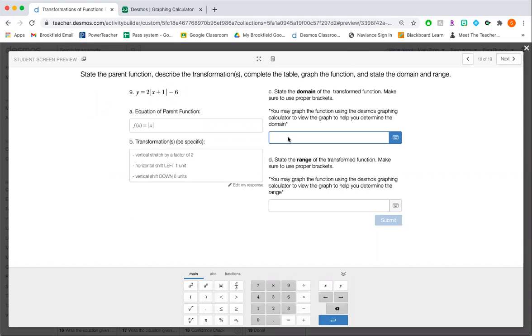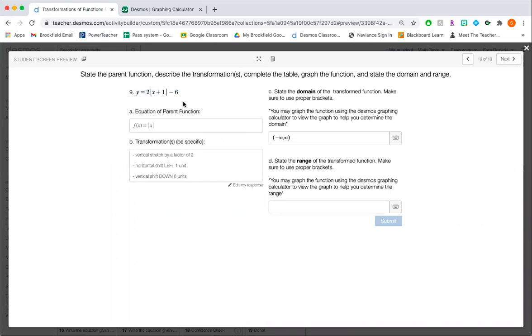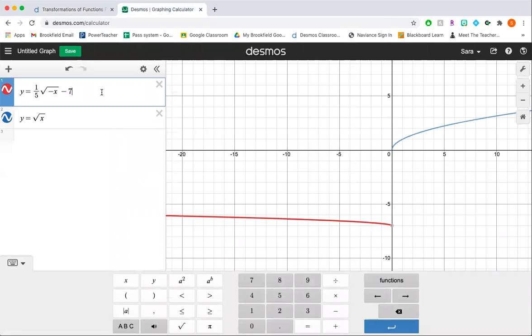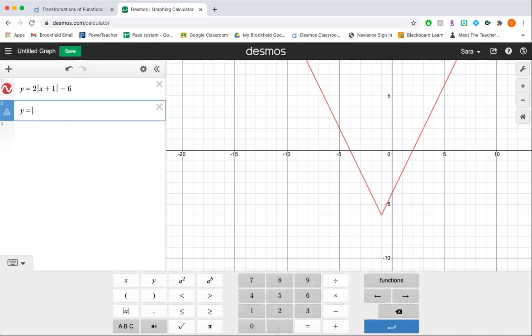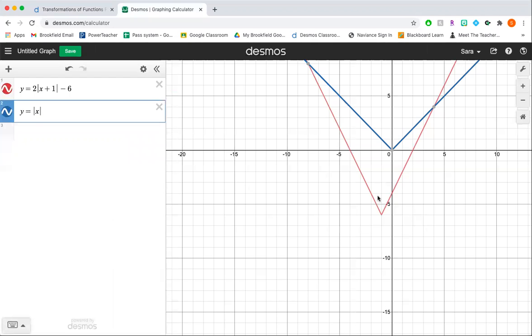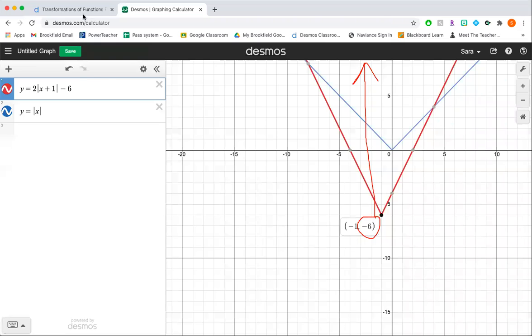For absolute value, domain never changes. It's always negative infinity to infinity. And I can look at the graph to determine the range. And I can compare this graph to the regular absolute value. And you can see here that it is skinnier. It's shifted over this way and shifted down. So this range is going to be from my lowest y value here, this negative 6. So I'm going to go from negative 6 and then I'm going to shoot up. So negative 6 to infinity.